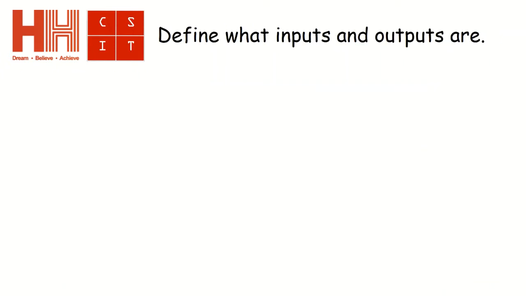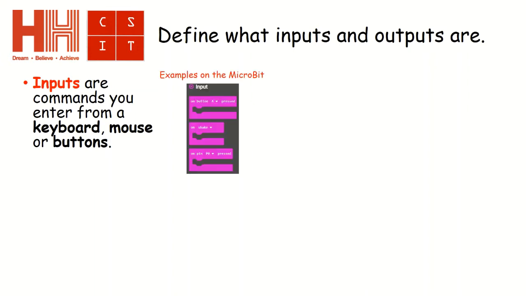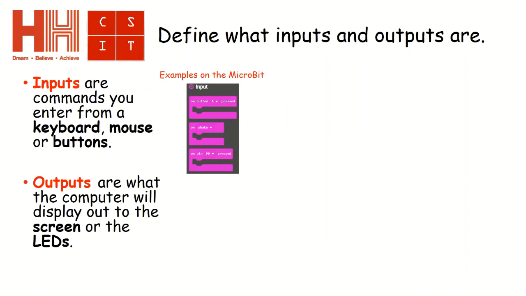So we're now going to define what inputs and outputs are. Starting with inputs, these are commands that you enter from a keyboard, mouse or buttons, etc. On the microbit, this might look like on button A pressed, it might be on shake, it might even be on pin P0 pressed. And outputs, on the other hand, are what the computer will display out to the screen or the LEDs. Again, on the microbit, this might look like a picture being displayed on the LEDs.